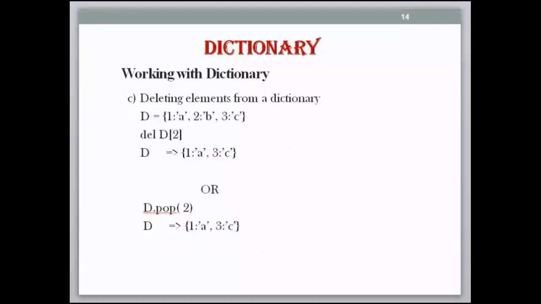Now deleting element from a dictionary. So how to delete? You can delete any element from a dictionary using key. Like if you want to delete the second element, you can do this by using its key. So the key of second element is 2. So you can use del D[2]. So it will delete. And one more function is there, pop. So you can use d.pop(2). So it will delete the second element.